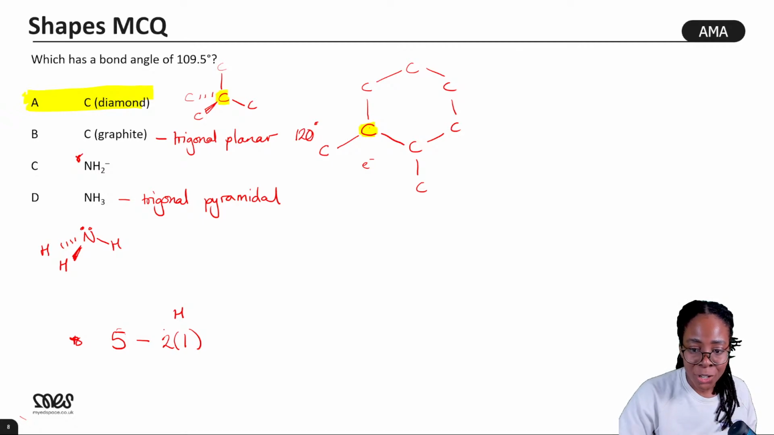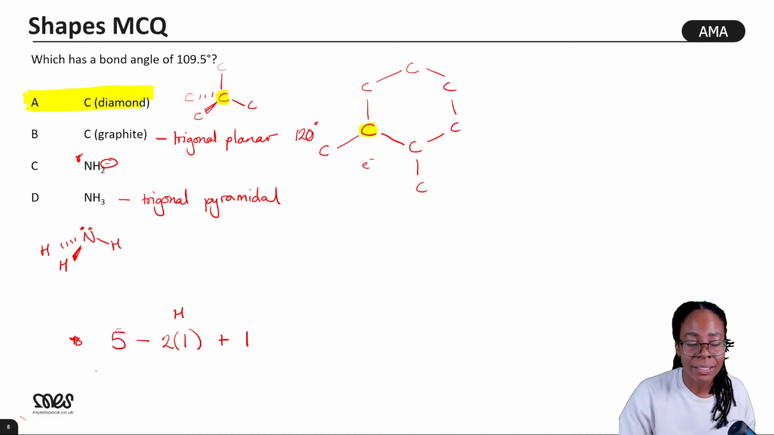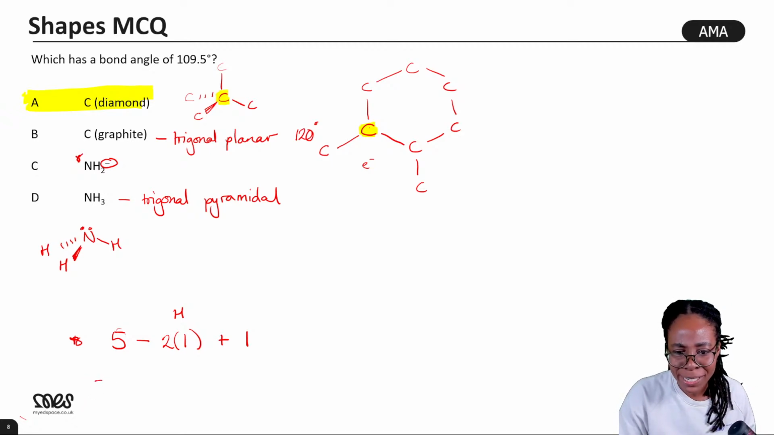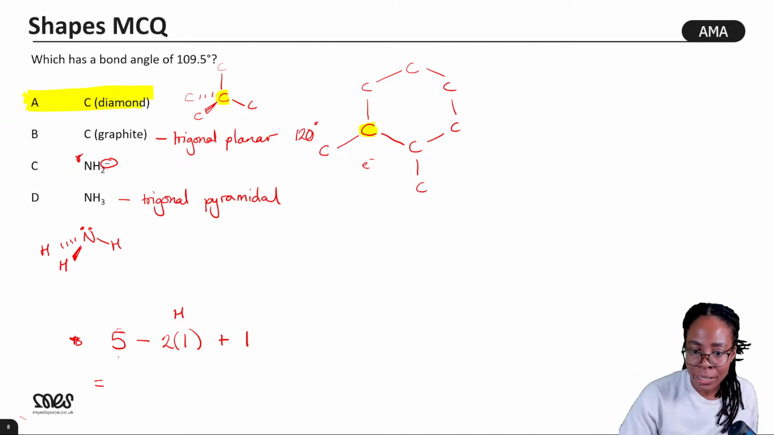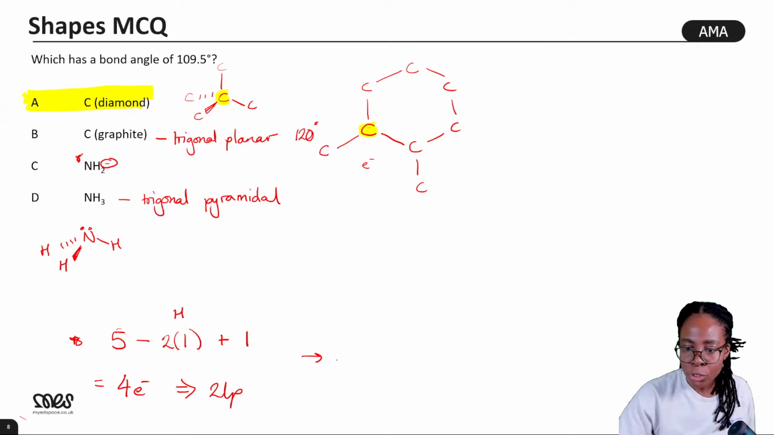Okay, but then we need to add one more electron because of this negative charge. So we end up with, what do we have? 5 minus 2 plus 1, 4 electrons left over, so 2 lone pairs. So we have 2 bonding pairs and 2 lone pairs.